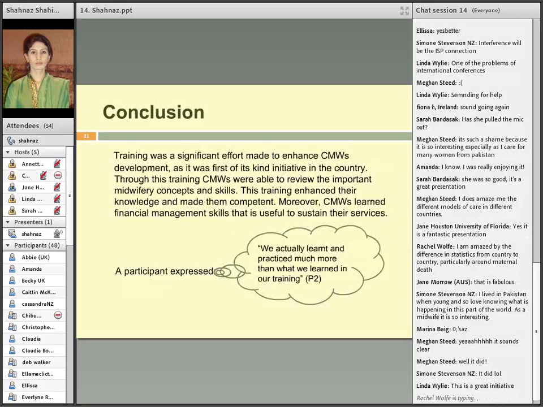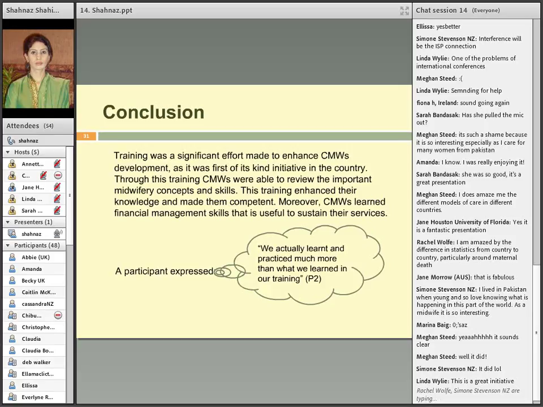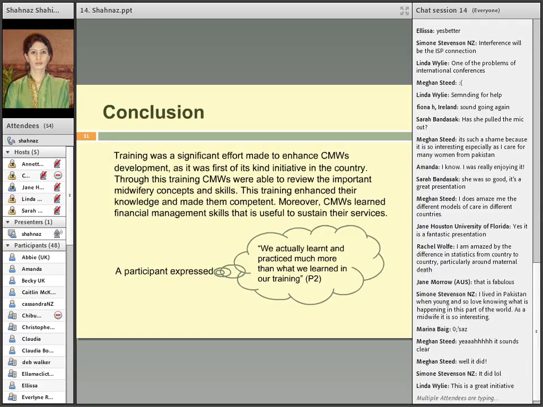So in conclusion, this training, although it was a new initiative, was a significant effort to enhance community midwife development, and it was the first of its kind. Through this training, CMWs were able to review important critical midwifery concepts and skills, and this training enhanced their knowledge and made them competent. Moreover, community midwives learned financial management skills that are useful to sustain their services as independent entrepreneurs.